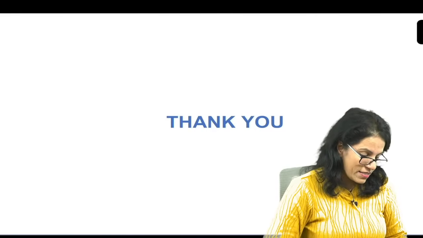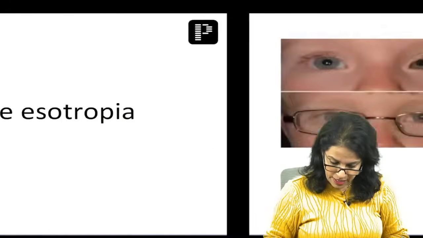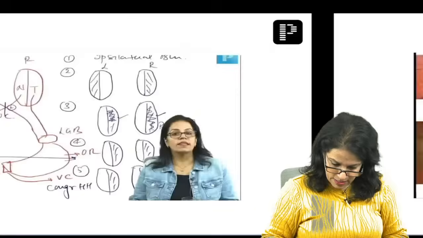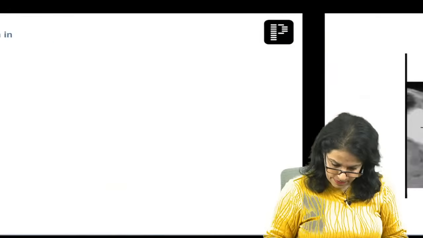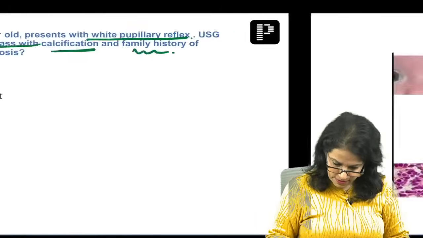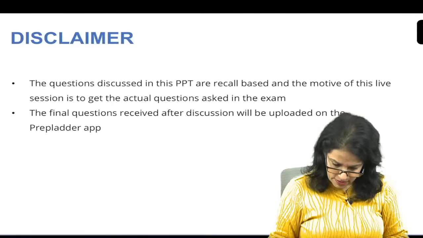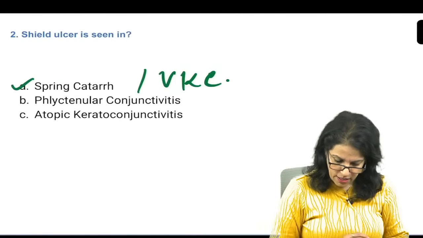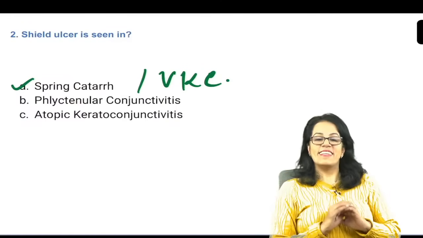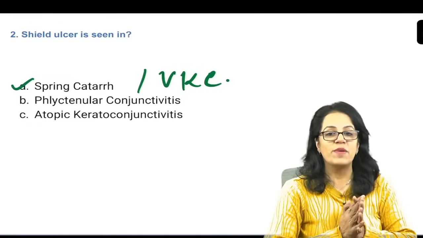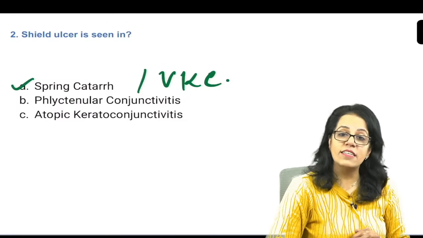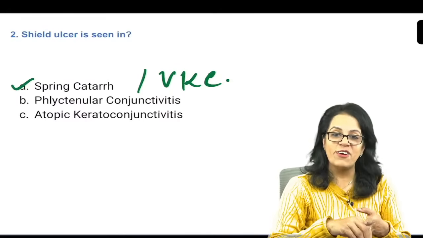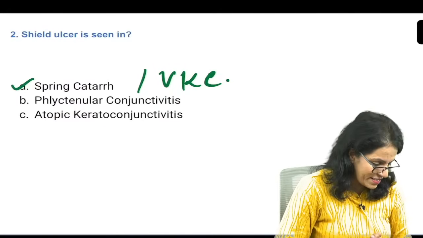For trachoma, Swati, which question's answer do you want to say? You are saying trachoma in the second question? Wait a minute. What was the second question? Cataract and blunt trauma was first, second... So shield ulcer typically is, there is no confusion here, it's spring catarrh. Where do you see shield ulcer in trachoma? What terms did you remember in trachoma? Arlt's line, Herbert's pits, Herbert's follicles. Do you remember? It's very simple. Don't confuse yourself.